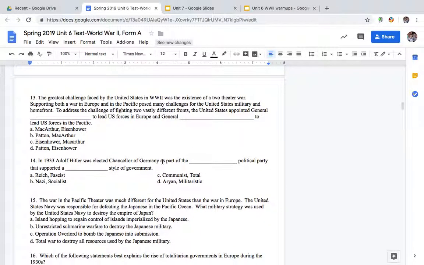Number 13. The greatest challenge faced by the United States in World War II was the existence of a two-theater war. Supporting both the war in Europe and in the Pacific posed many challenges for the United States military and home front. To address the challenge of fighting two vastly different fronts, the United States appointed General Blank to lead the U.S. forces in Europe and General Blank to lead the U.S. forces in the Pacific.